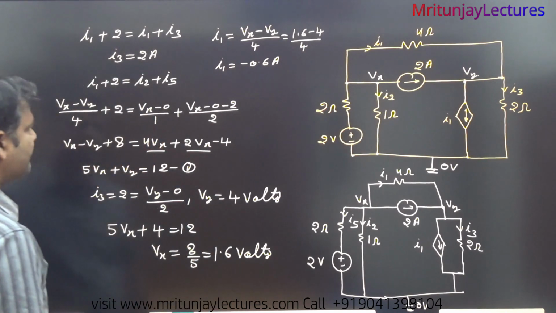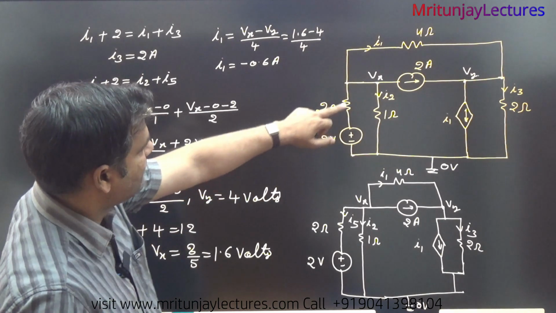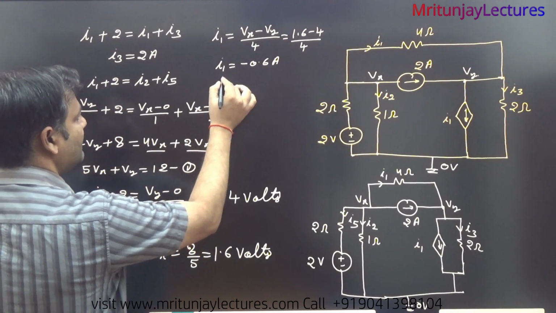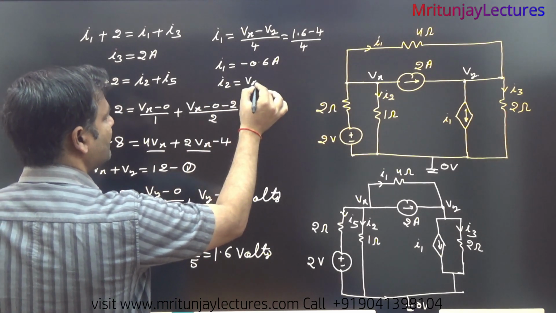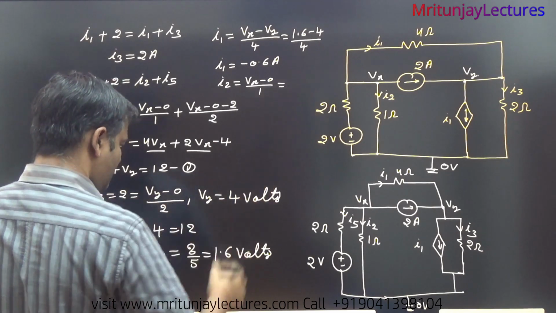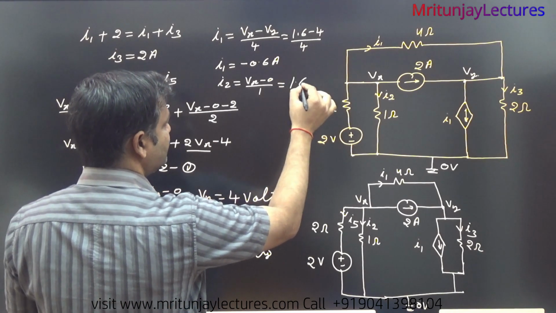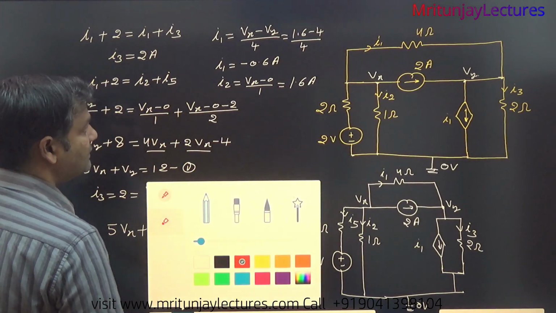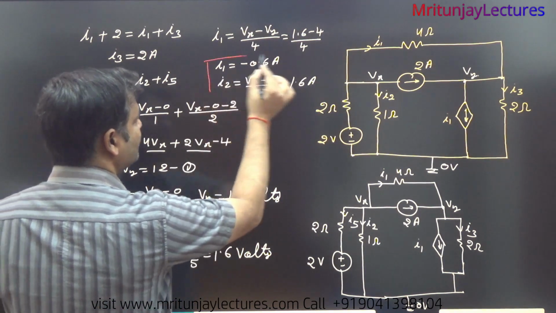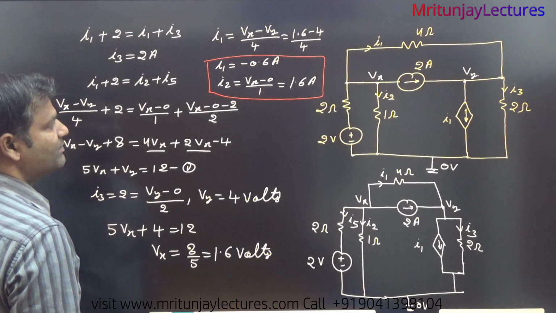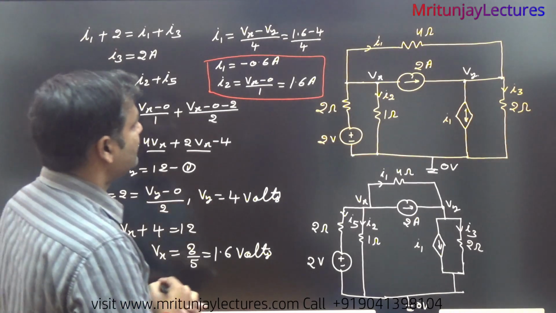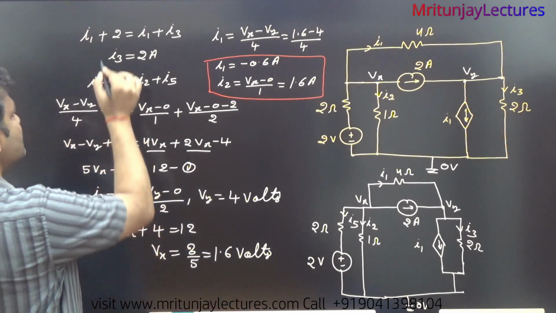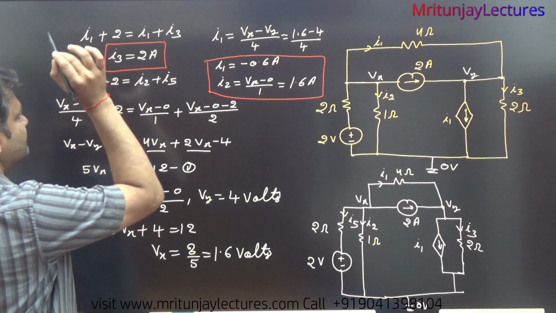So what about I2? I2 is basically (Vx minus 0) divided by 1, and that one is 1.6 ampere. So finally we get I1, I2: I1 is minus 0.6 ampere, I2 is 1.6 ampere, and I3 is 2 ampere.